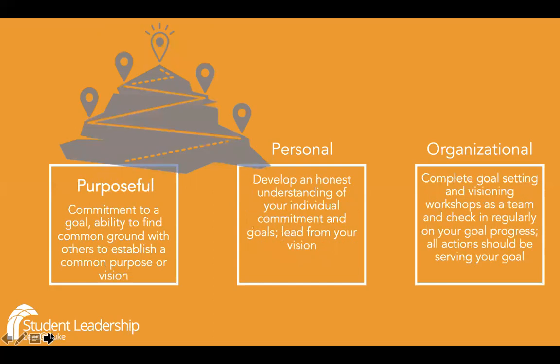Purposeful leadership is the commitment to a goal and the ability to find a common ground with others to establish a common purpose or vision. Spend time in self-reflection individually to better understand your personal motivations, commitments, and goals. You can do this through journaling, daily reflections, and regular questioning of yourself and meditation. As a team, spend time establishing your group vision, mission, and goals. Then check in regularly on those things to make sure that they are guiding your actions. Everything you do should be working towards those goals and achieving them.